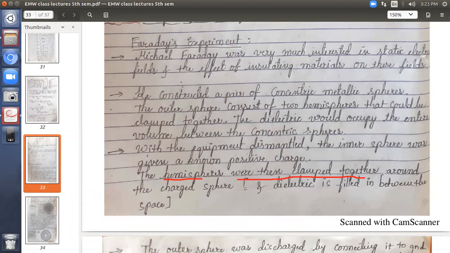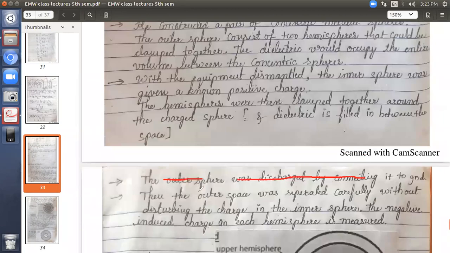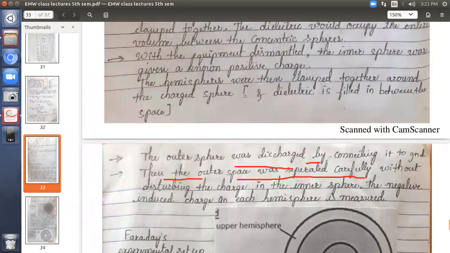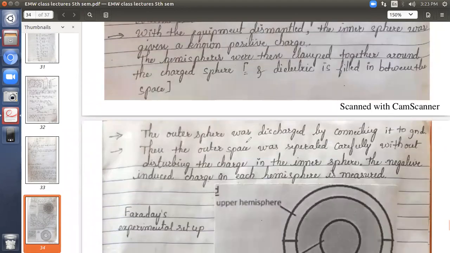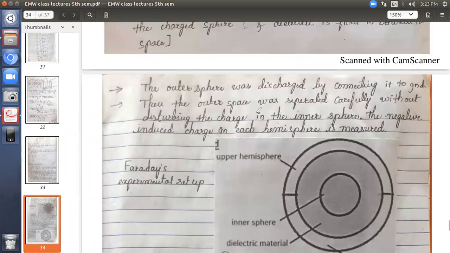Again, the setup was completely put together, and the outer sphere was discharged by connecting it to the ground. GND indicates ground. Then the outer sphere was separated carefully. After this complete setup, after some time, the outer sphere was separated. Again, he removed these hemispheres.